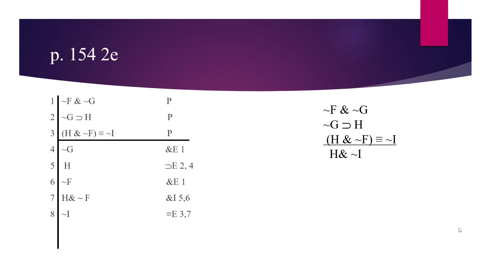So we've successfully gotten both conjuncts of the conclusion on their own, H on line 5, and it is not the case that I on line 8. So we can use conjunction introduction on line 9 to complete this derivation.